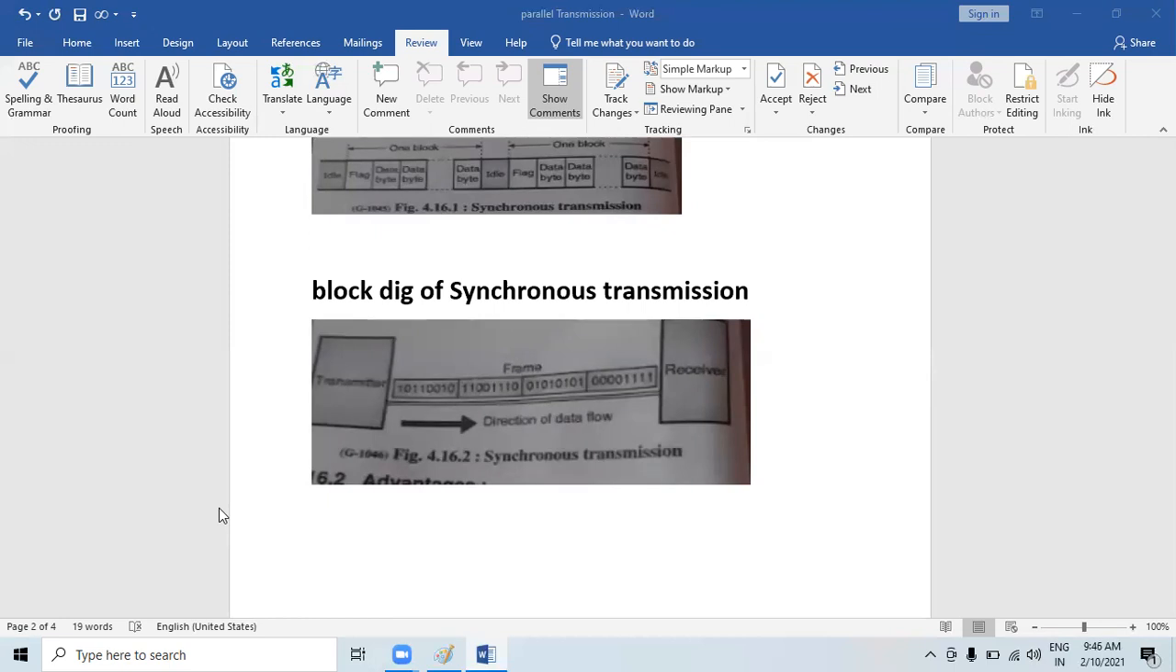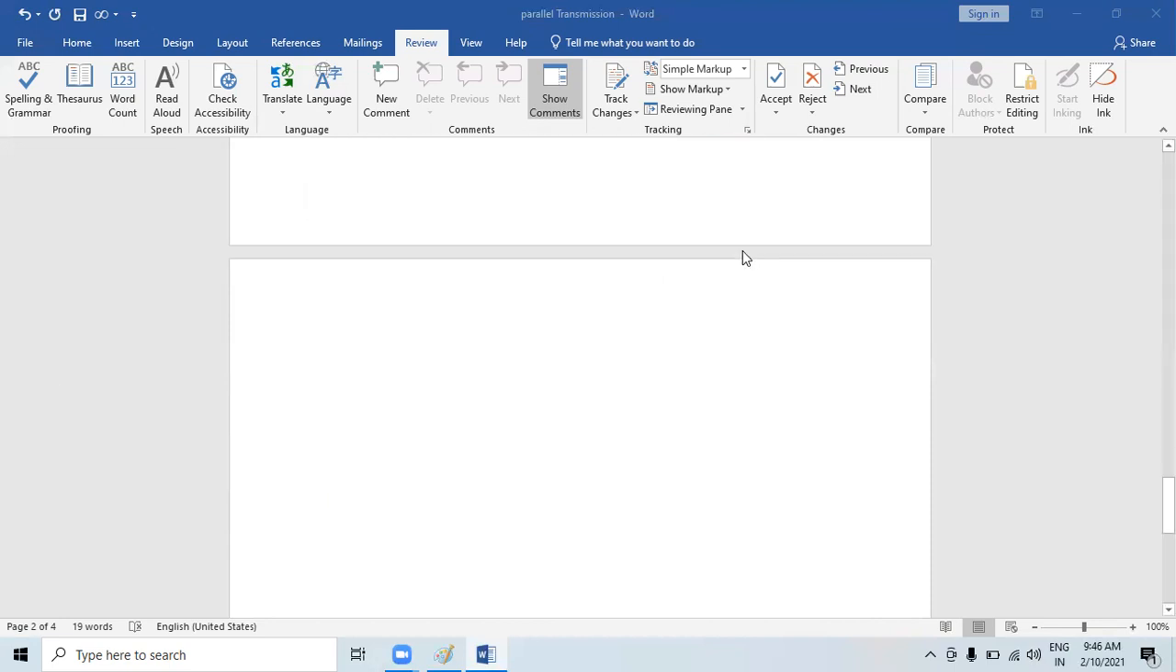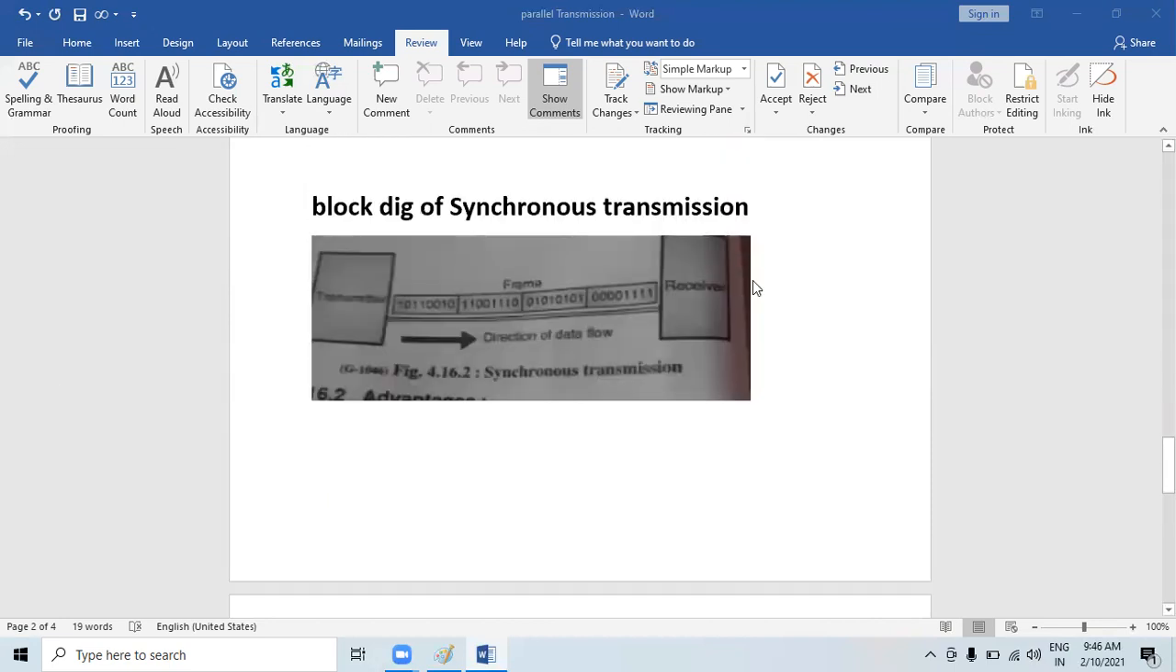Timing errors are reduced due to the synchronization. So the disadvantages of the block diagram: timing is very important. The accuracy of the received data depends largely on the ability of the receiver to count the received bits accurately. The transmitter and receiver have to operate at the same clock frequency. This requires proper synchronization, which makes the system complicated.